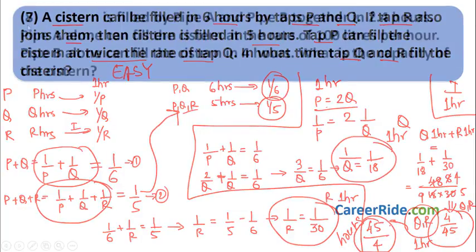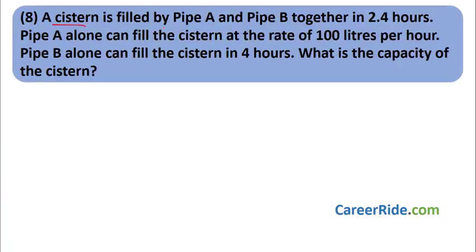Moving on. Question number 8. A cistern is filled by pipe A and pipe B together in 2.4 hours. Pipe A alone can fill the cistern at the rate of 100 liters per hour. Pipe B alone can fill the cistern in 4 hours. What is the capacity of the cistern? So this is a little bit different sum, but we have to use the same approach, and hence we can say that this is very easy. What is the approach? Invert and find the 1 hour work done. Now do we know how much time pipe A alone takes to fill the tank?